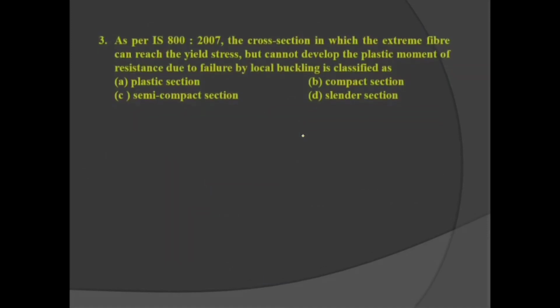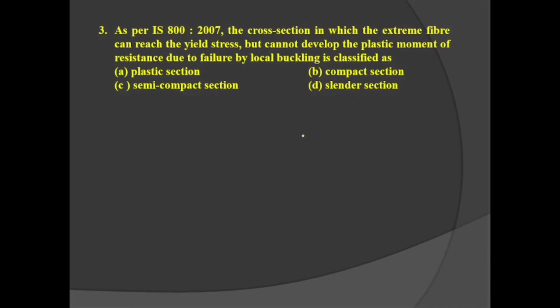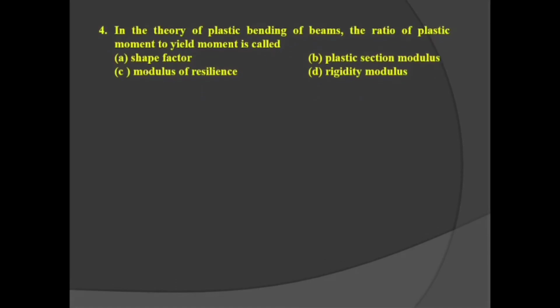Now question number 3. As per IS code 800:2007, the cross section in which the extreme fiber can reach the yield stress, but cannot develop the plastic moment capacity due to failure by local buckling, these sections are called semi-compact sections. This definition I had discussed with you people during the discussion of the plastic analysis of beams and frames. In the theory of plastic bending of the beam, the ratio of the plastic moment to the yield moment, MP over My, is equal to the shape factor.